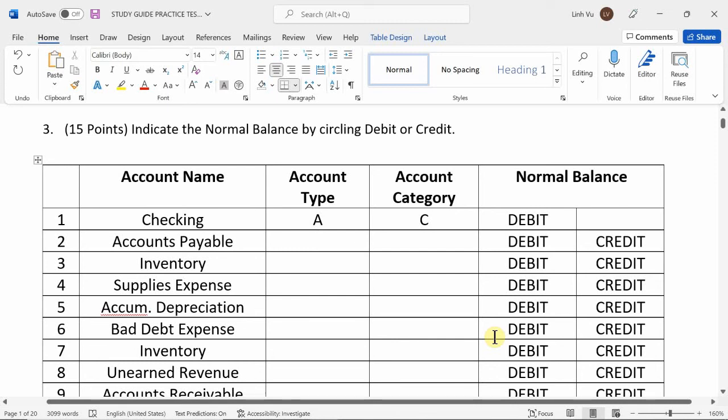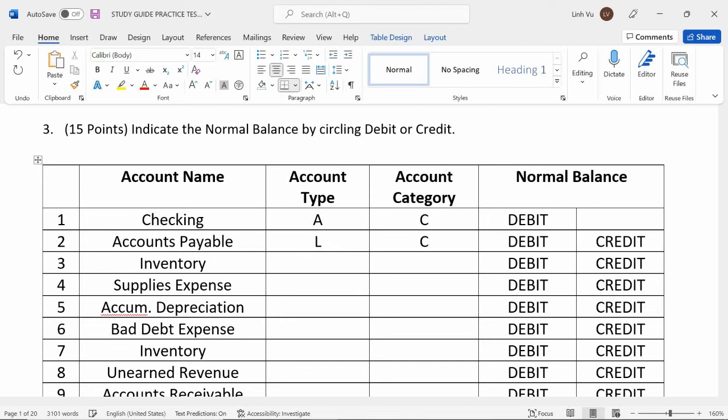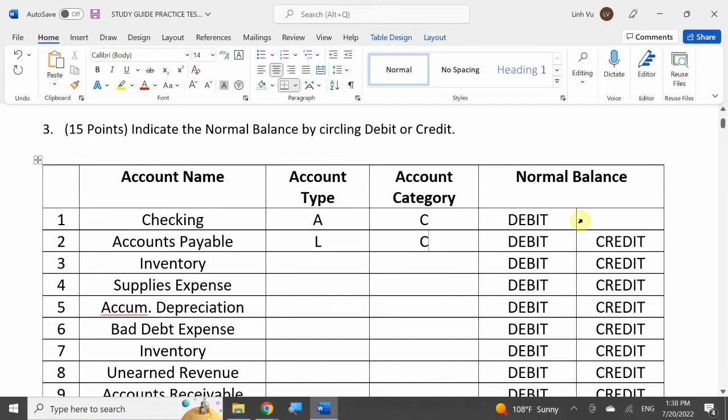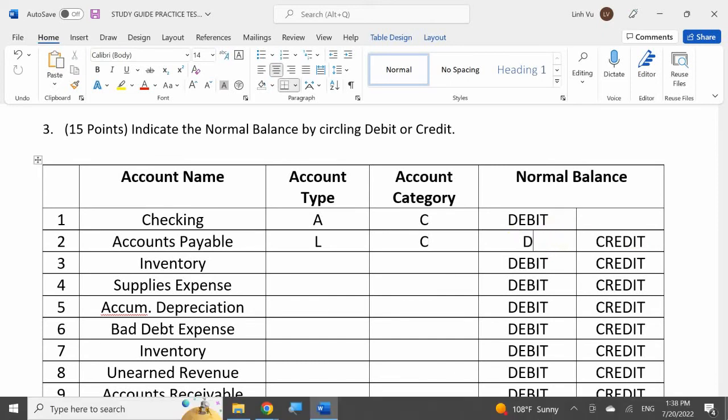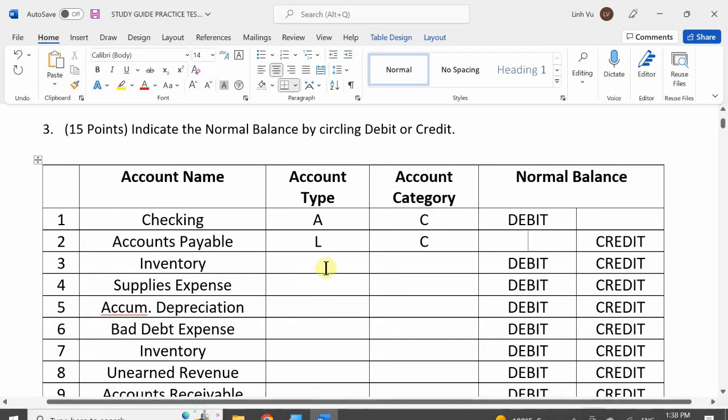Liability, current, credit. Good. We know when we owe our vendors, usually we owe them within a year, 30, 60, 90 days, depending on what kind of supplier or vendor you're buying from. So in this case, it is a current liability. And using your accounting model, you'll know that liabilities are normally increased with a credit. Good. What about inventory?